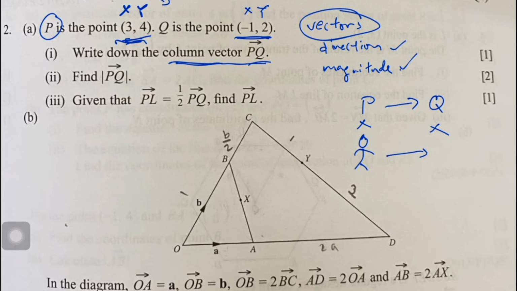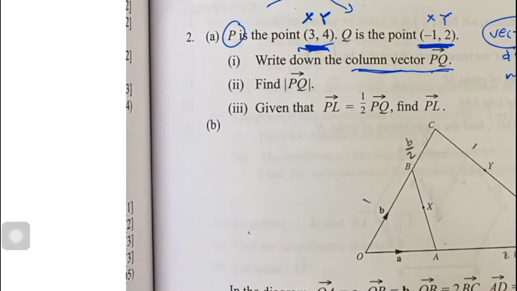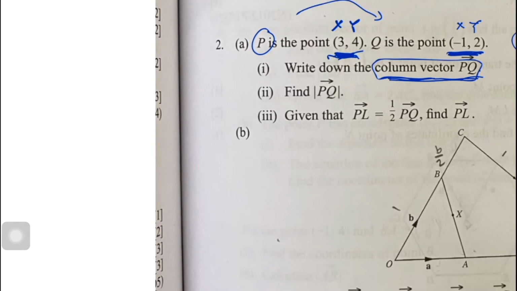The direction. So you see, where is P? P is at 3, 4. And then Q is minus 1, 2. So what is the direction or what is the instruction that I should give you? That is the meaning of column vector. Okay, I will draw it out to show you what it looks like.